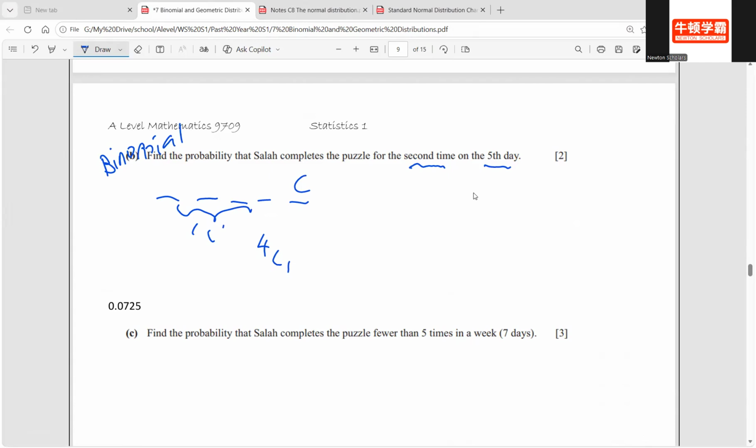Choose 1, then 0.65, 0.35, 4 minus 1 is 3. This is for here. Then we don't forget we have another one, which is the second success. So this success is actually 0.65. Then you multiply it and you will get 0.0725.